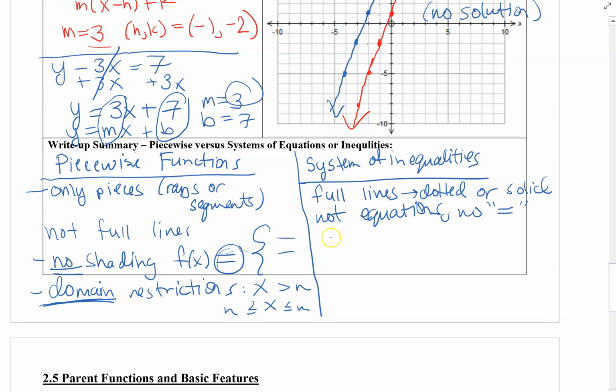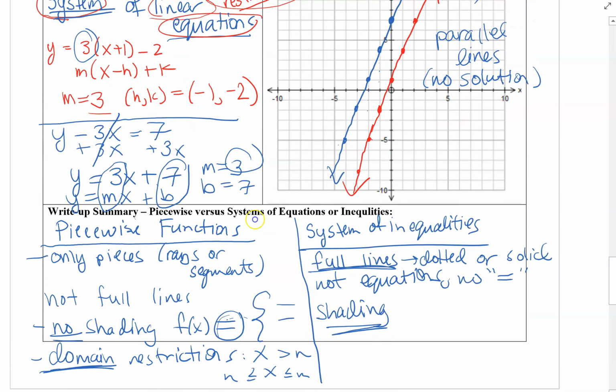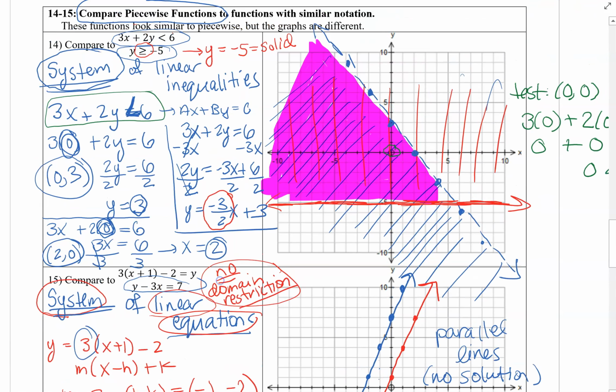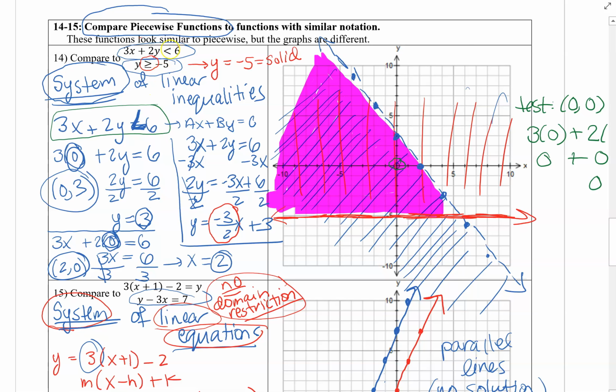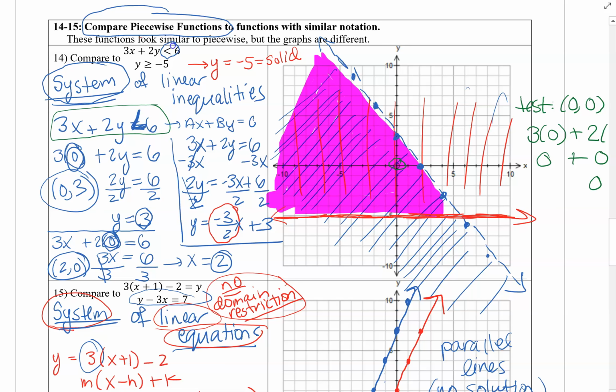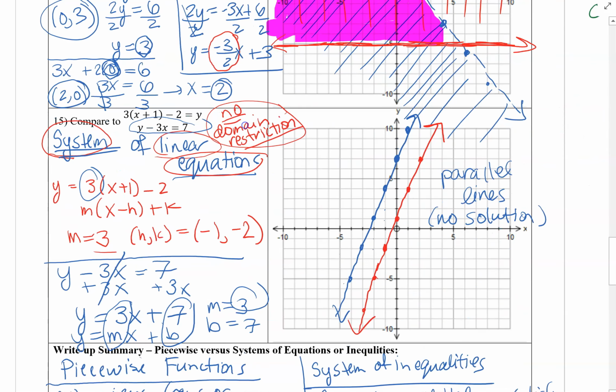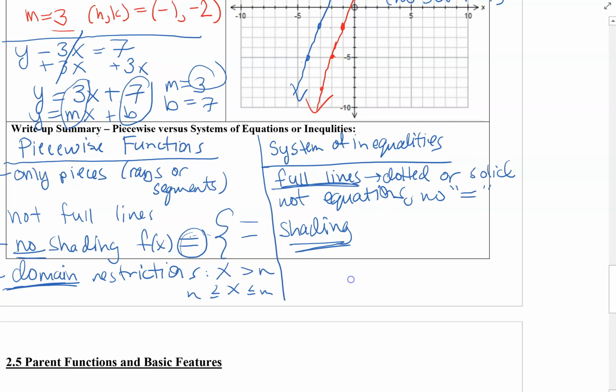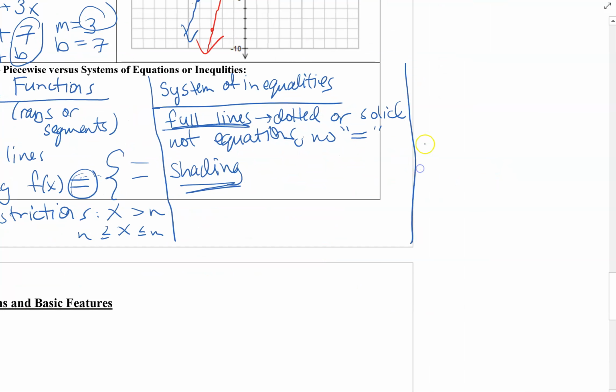They're just all inequalities. And you will have shading on those graphs, right? Because of the inequalities, those graphs will have shading, and they'll be full lines, not segments. And the inequalities will be related to the actual things you're graphing. Look at this. In number 14, there was no equal sign anywhere in sight. It was just all inequalities. So when you have something like that, where everything has an inequality and there's literally no equal sign, that's a system of inequalities.